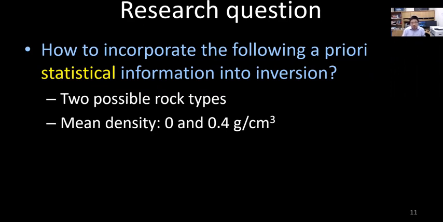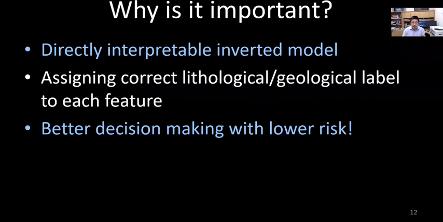Well, this is important in several aspects because if we were able to incorporate this kind of information into inversion, we will be able to obtain a directly interpretable inverted model. What I mean by that is that because the inverted density values are now directly interpretable, we can easily assign lithological or geological labels to each feature. That will make the interpretation much more reliable and less subjective.